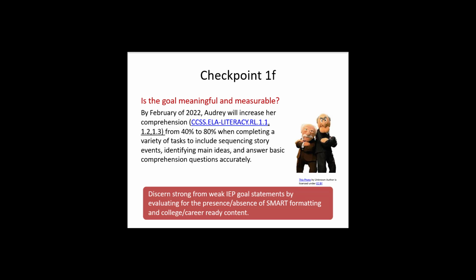Checkpoint 1F. Is the goal meaningful and measurable? By February of 2022, Audrey will increase her comprehension from 40% to 80% when completing a variety of tasks to include sequencing story events, identifying main ideas, and answering basic comprehension questions accurately. So is the goal specific? Specific to whom? Does it align with the standard? Which standard? Does it address an observable skill? Is the goal measurable? What does 40% to 80% mean?